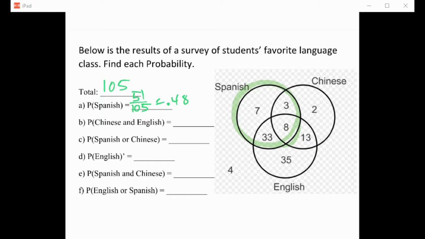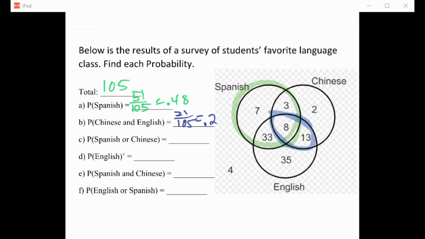Okay, when it says and, that is going to be just where they overlap. So Chinese and English is just the overlap part. So 8 plus 13 is 21 over 105, which is 0.2.